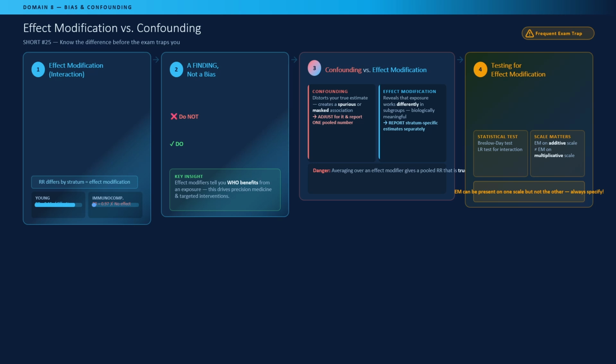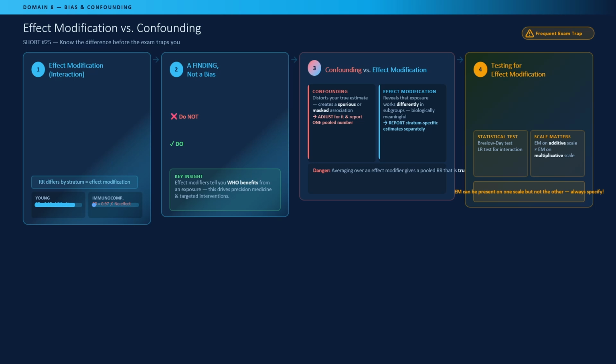Look at the example on the slide. In young animals, the vaccine gives you a risk ratio of 0.15. That's a spectacular protective effect. In the immunocompromised group, the risk ratio is 0.97, essentially nothing. Same vaccine, same study, wildly different answers depending on who you're looking at. When your risk ratio differs by stratum, that's effect modification.